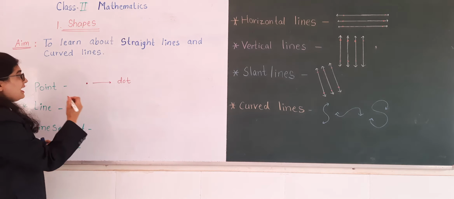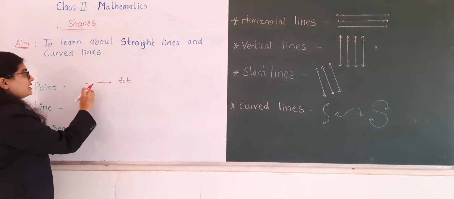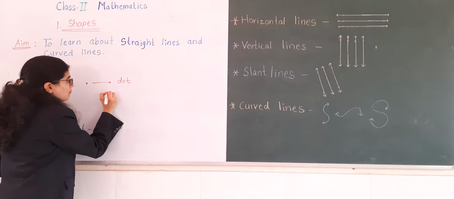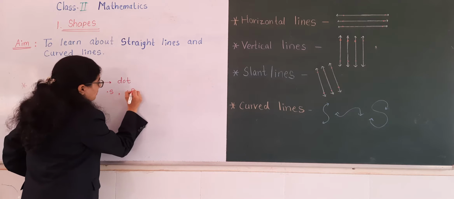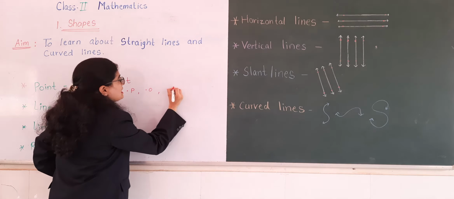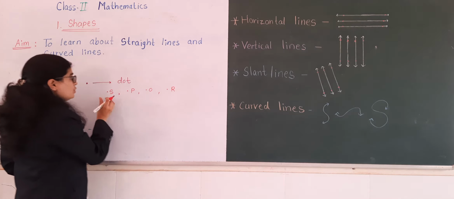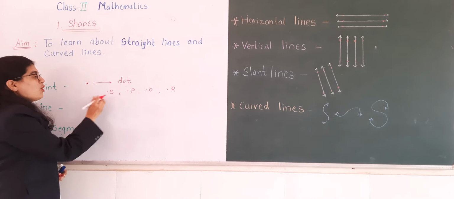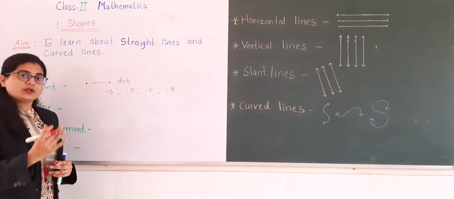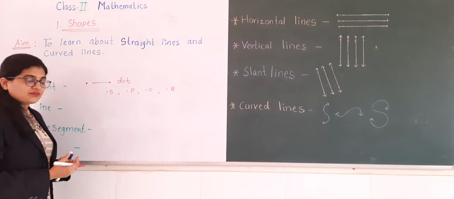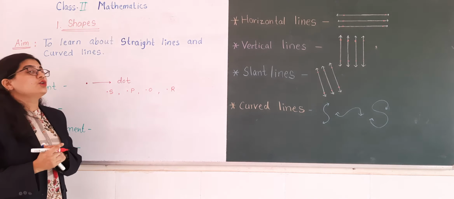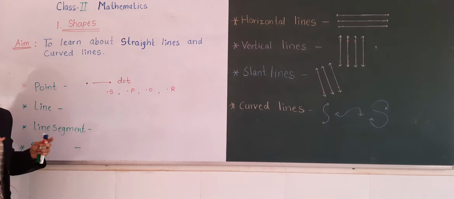Okay? Then we use different English alphabet letters to show or denote a point. We can say point S, point P, then point O, point R. Okay, we use these capital letters to show the point. You can also call it point R, point X, point Y, point Z, etc. What is a point? A point is nothing but a dot. Does it have any shape? No, a point doesn't have any shape.